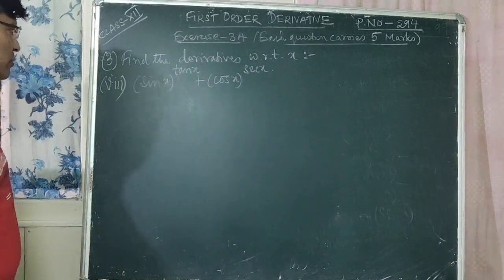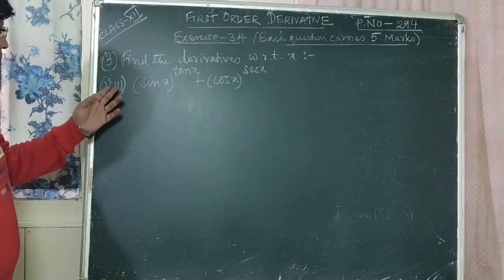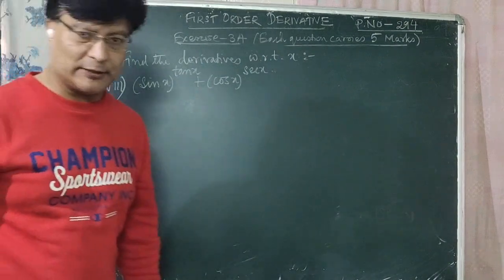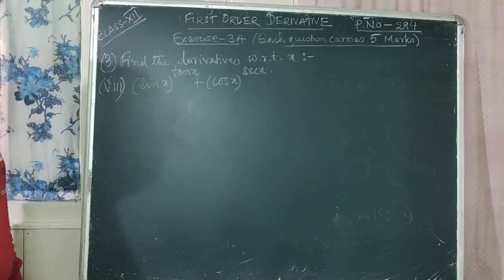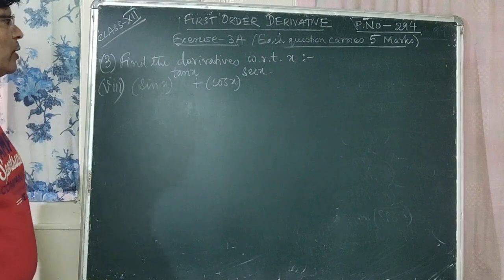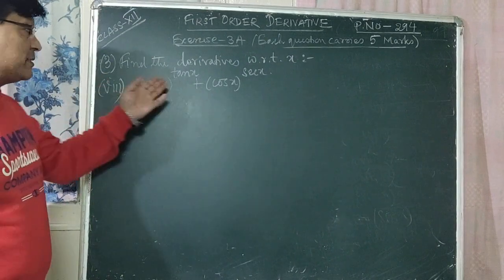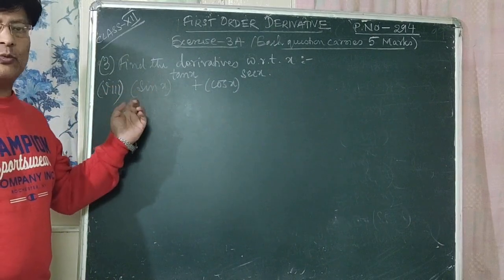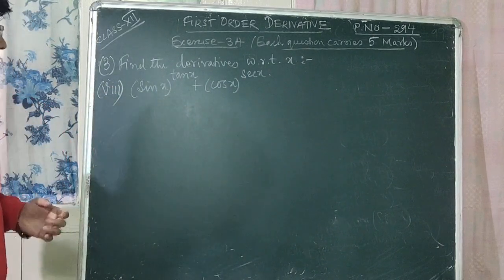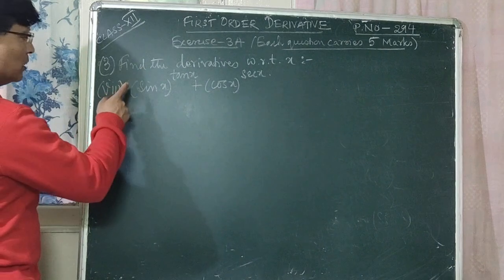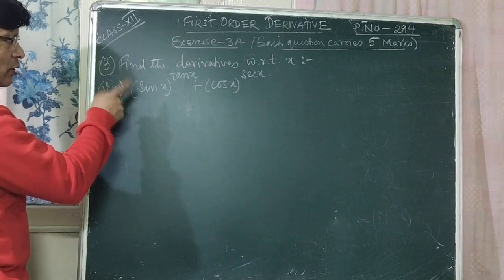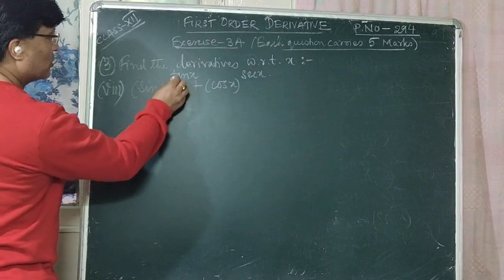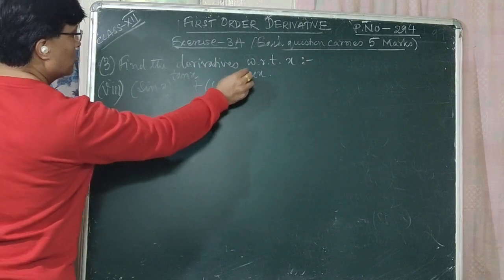So let's do question number 8 of question number 3. Find the derivatives with respect to x. In the last class also we were doing the same type of problem. Here the method is let y is equal to u plus v. You have to get the derivative of this function with respect to x. The given function is sin x whole to the power tan x plus cos x whole to the power sec x.